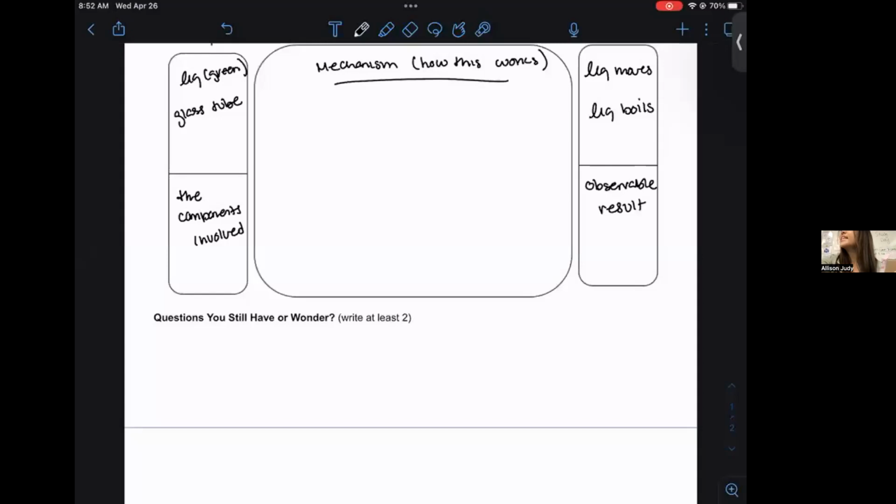All right, so for mechanism, using your collision theory knowledge, what could you immediately say? Why this works, how this works? Aislinn.